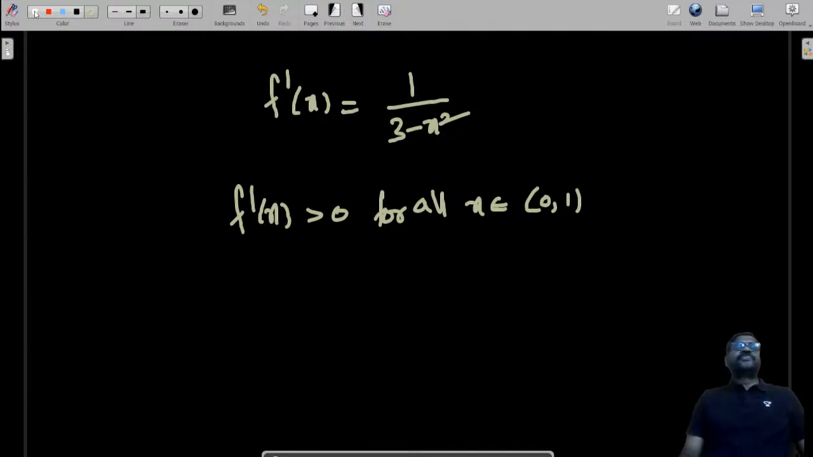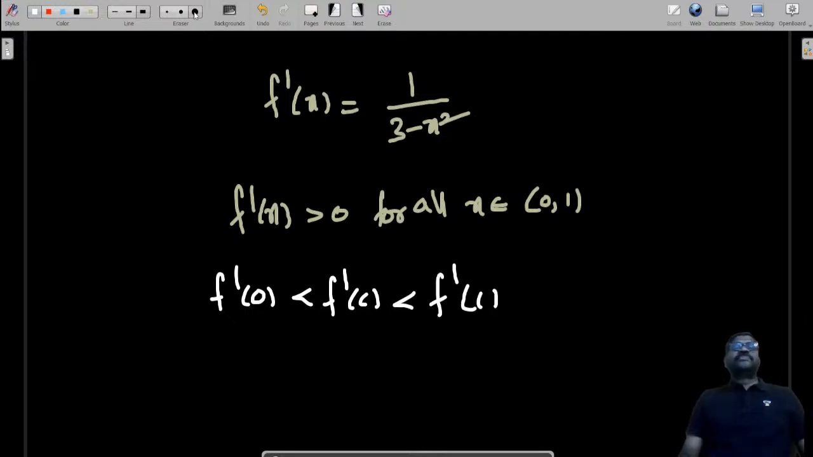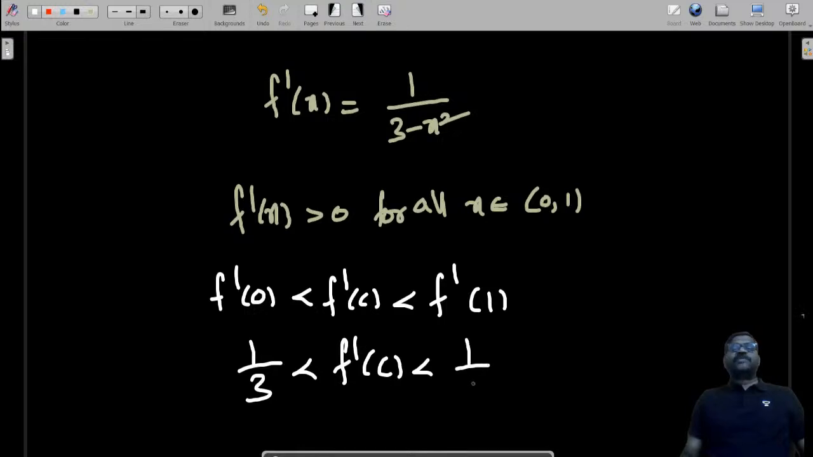Therefore, f dash of 0 less than f dash c less than f dash of 1, because the function is increasing in the interval (0, 1). f dash of 0 is 1 by 3 minus 0, which is 1 by 3. f dash of 1 is 1 by 3 minus 1, which is 1 by 2.